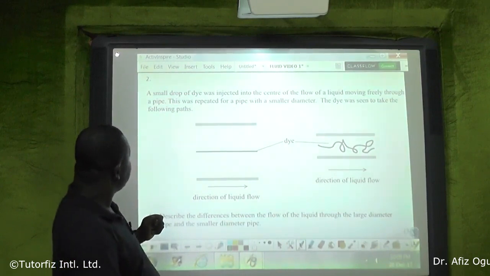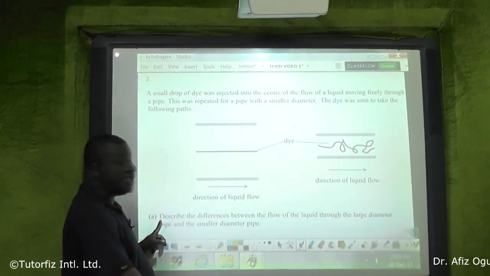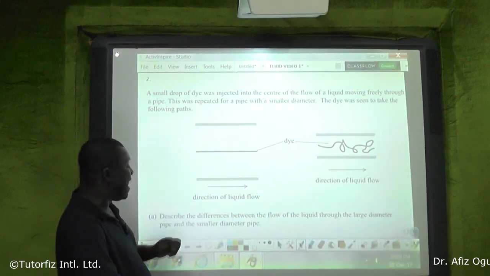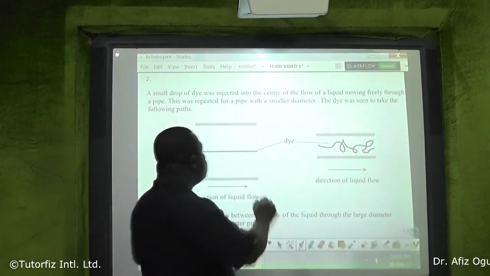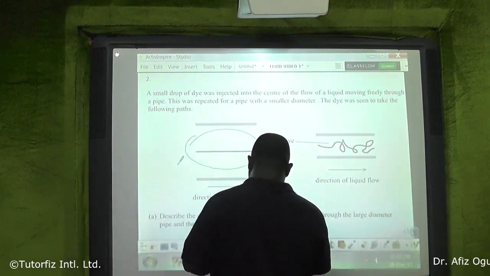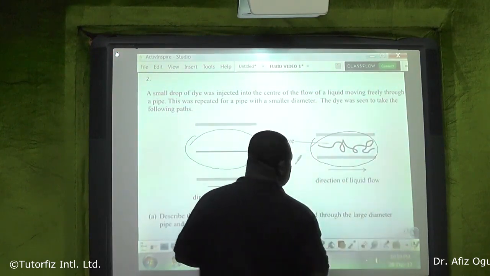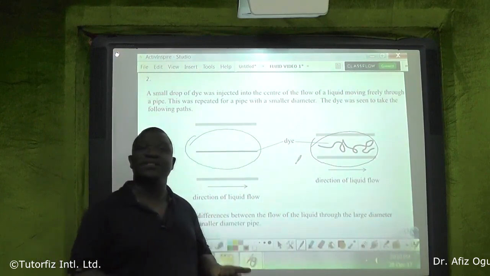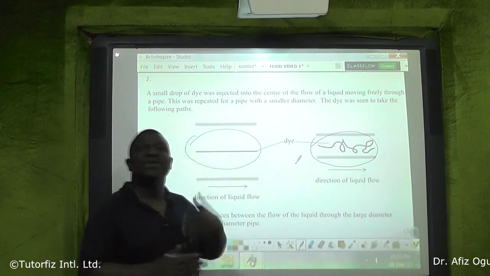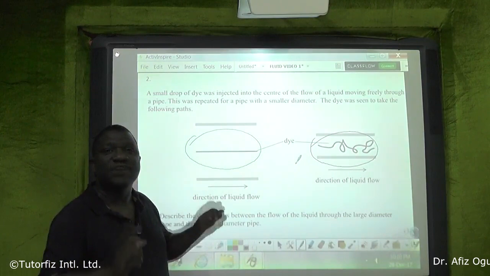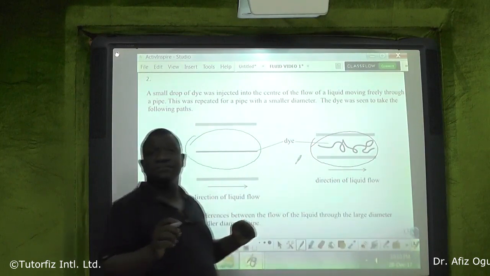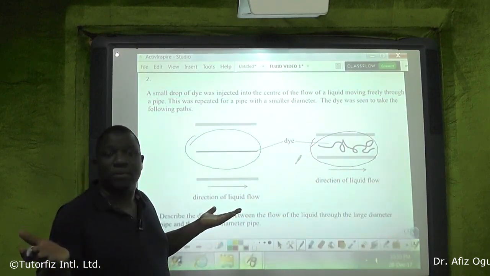So it says, describe the differences between the flow of the liquid through the large diameter pipe and the smaller diameter pipe. Of course, the flow here is laminar flow, and the flow here is turbulent flow. So what they are asking you in essence is to tell them the differences between laminar flow and turbulent flow. They don't have to state it exactly like this. A student who does not know that this is laminar or streamline and this is turbulent will be in trouble.